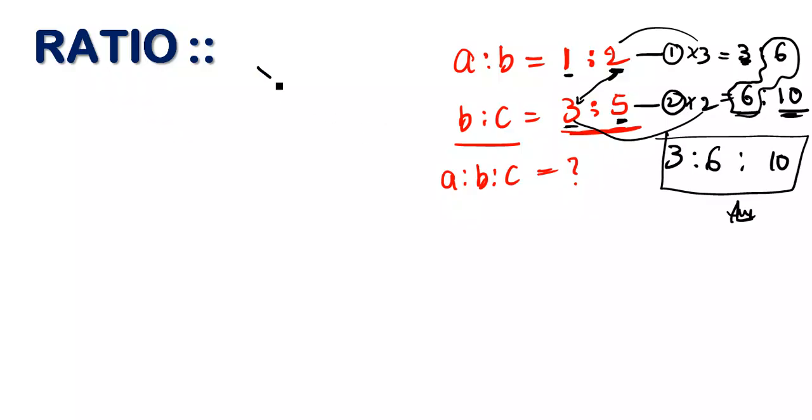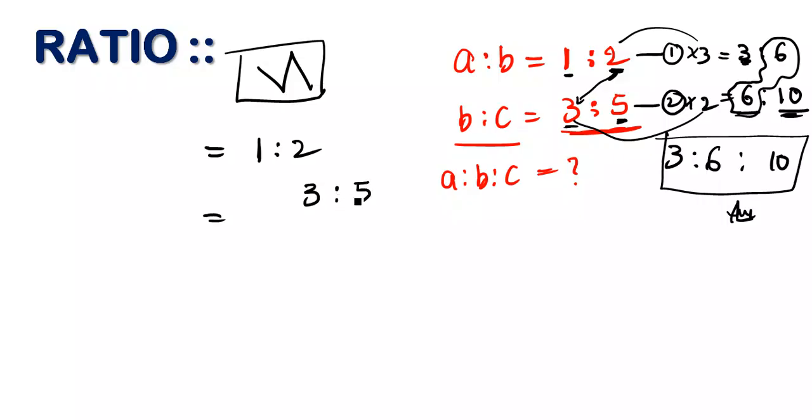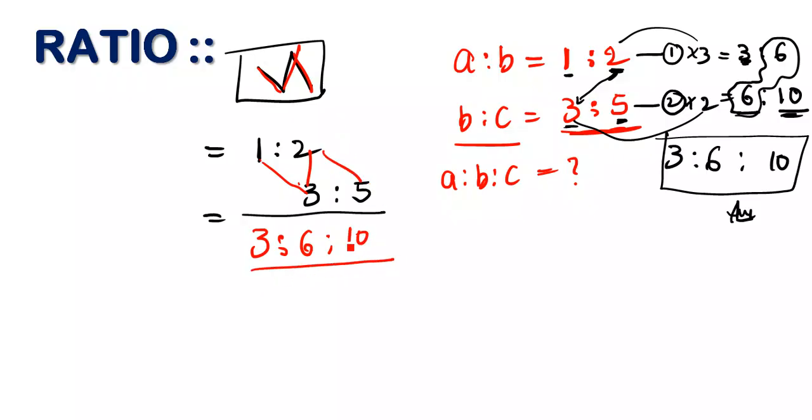So just remember this symbol. The given problem, A is to B is 1:2. Leave a gap. And B is to C is 3:5. Look at the screen carefully. First line, 1 into 3, 3. Next, second line, 3 2s are 6. Next, third line, 2 5s are 10. Any cancellations? No cancellation. The answer is 3:6:10.